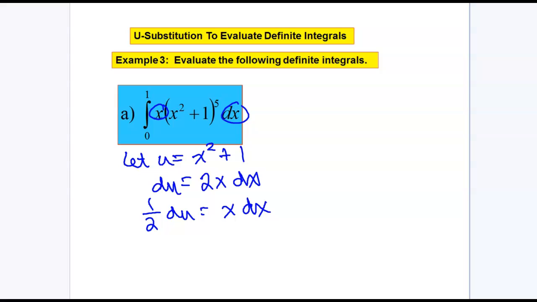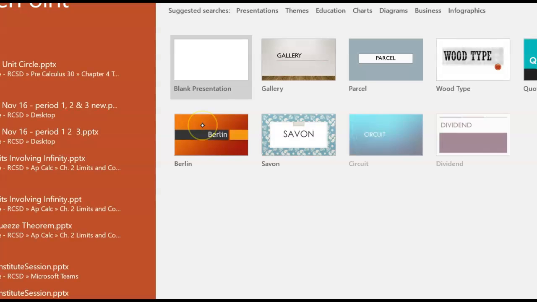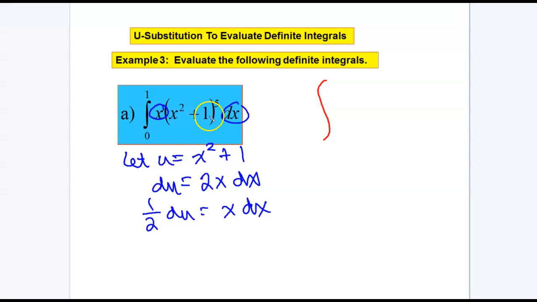And now I'm going to make my substitution, but notice I'm not putting the limits of 0 and 1 on. I'm going to just put in place of x squared plus 1, I'm going to put u, and that's going to be to the 5th power. And in place of the x dx, I'm putting in 1/2 du. Now, the reason I didn't bring the limits of 0 and 1, because 0 and 1 are the limits for variable x, and I've switched everything to u.